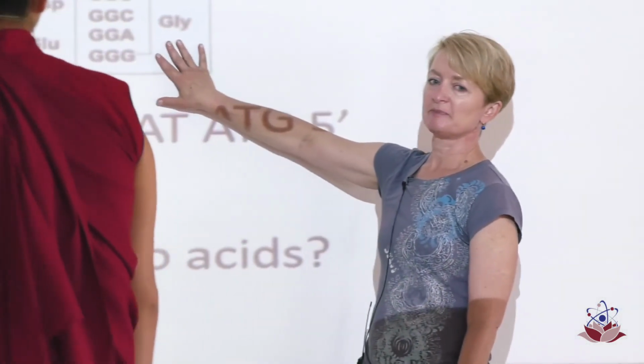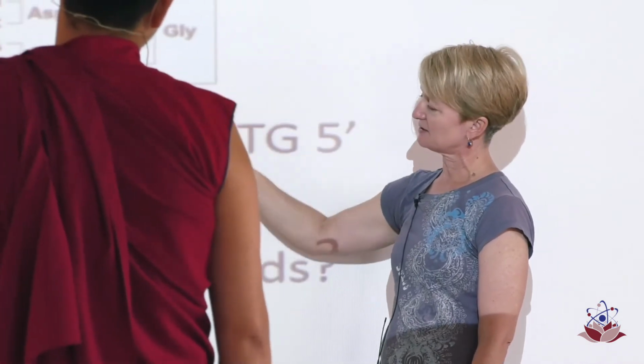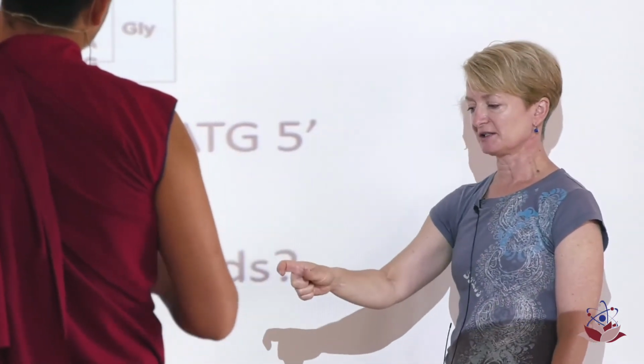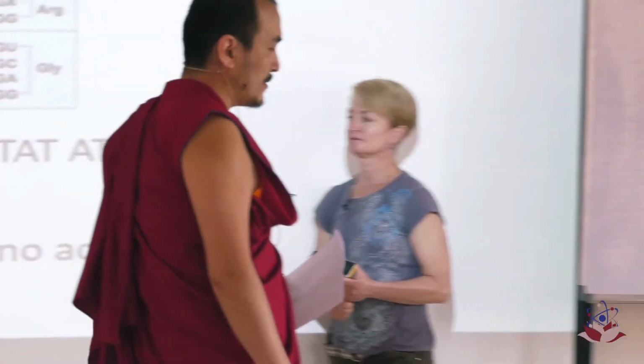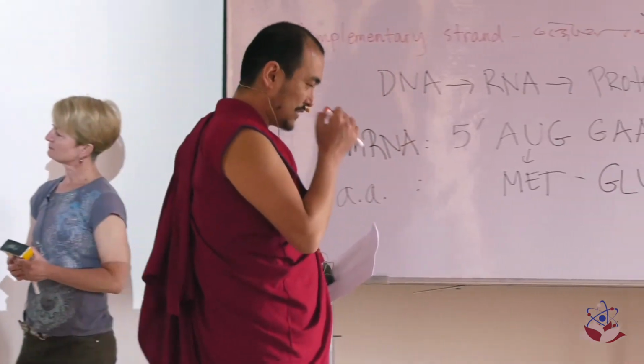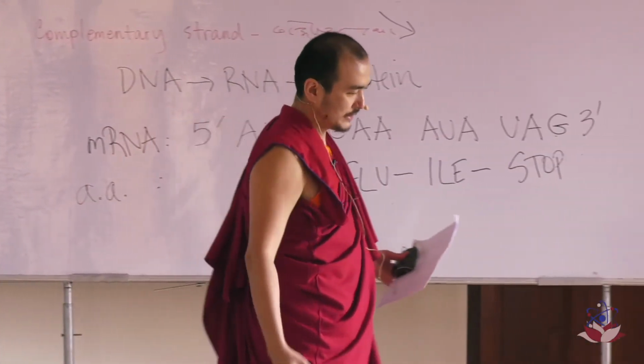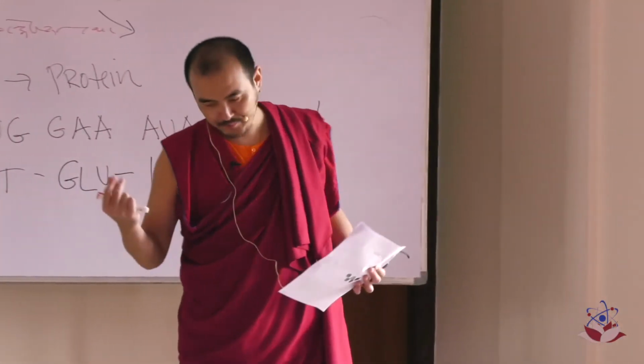And this is incredibly powerful. This is what allows us to take the gene for human insulin, put it in bacteria, and get them to produce human insulin.